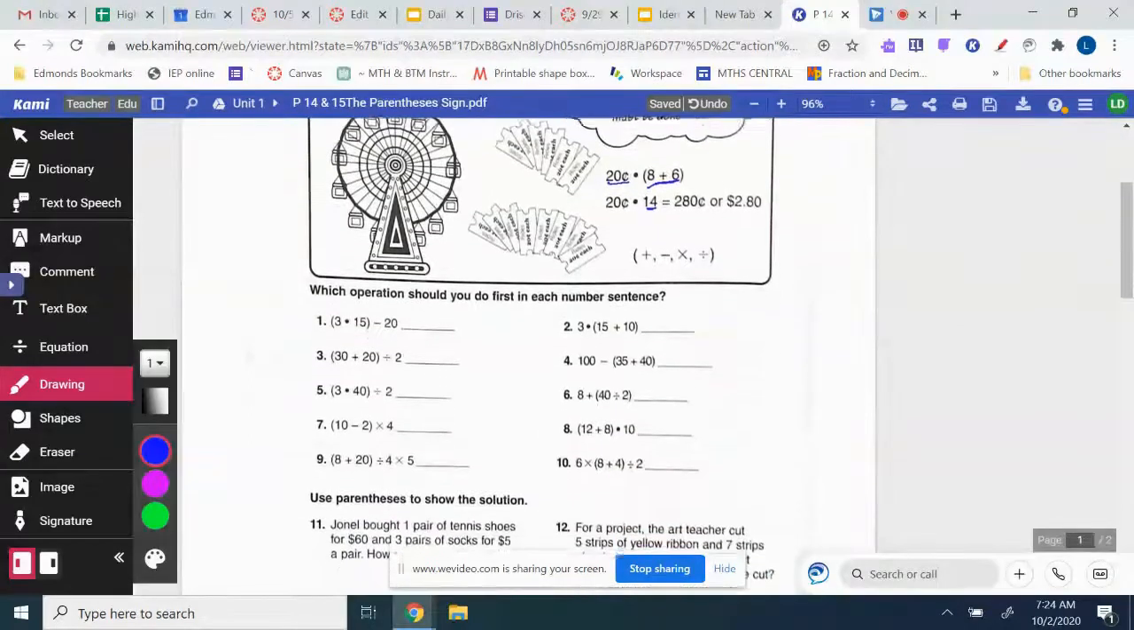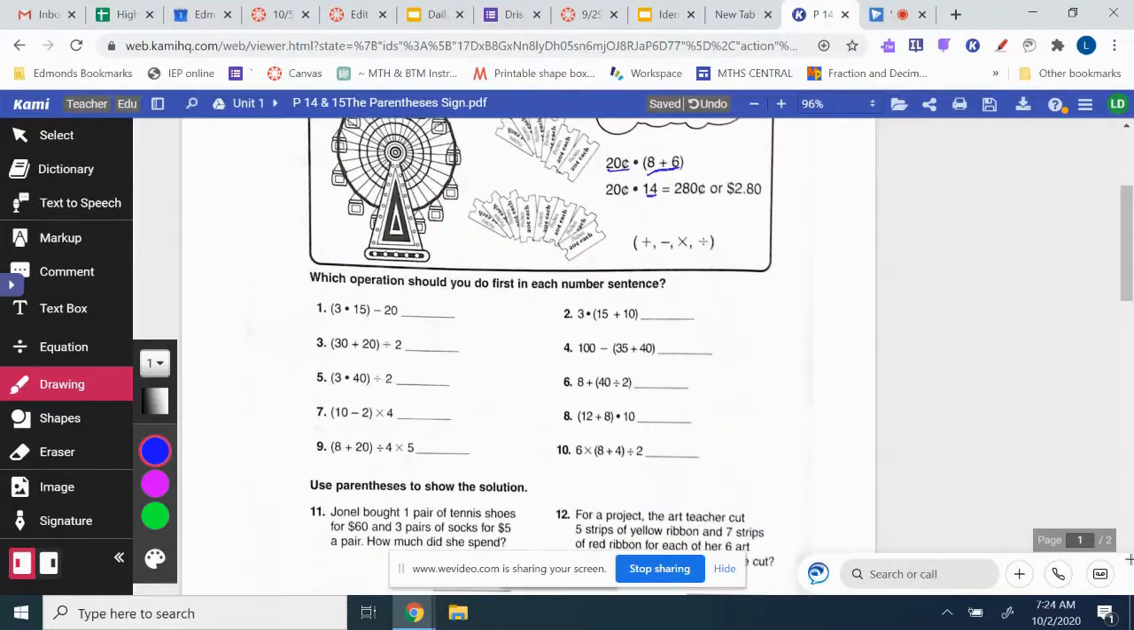So for 1 through 10, they just want to know what operation you do first. So on this one, because it's in the parentheses, I do it first, so I do multiplication. This one, in parentheses first, I do addition. In parentheses first, I do multiplication. So I think that you guys are totally going to be able to do this.